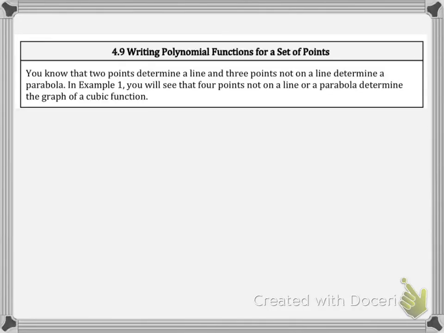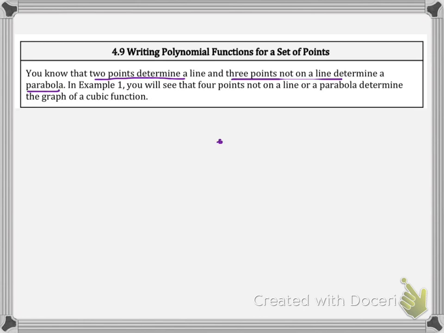Let's take a look at just a little piece of 4.9. We're writing polynomial functions for a set of points. So we're going to be given a set of points and then write a function. You know that 2 points determine a line. 3 points not on a line determine a parabola.